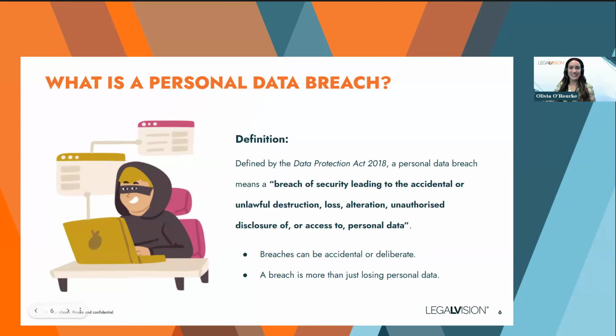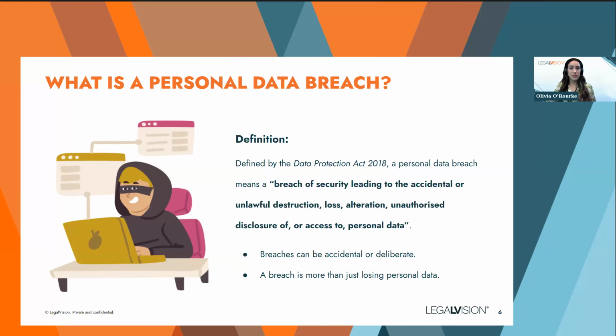All right, so let's get into things. Firstly, what is a personal data breach? The definition of personal data breach comes from the Data Protection Act, which is essentially the UK GDPR. And what it means is a breach of security leading to the accidental or unlawful destruction, loss, alteration, unauthorized disclosure of or access to personal data. So as you can see, it's breaches as a result of both accidental and deliberate causes. And it's more than just losing personal data. It involves quite a few scenarios.